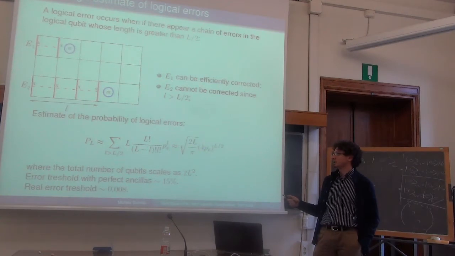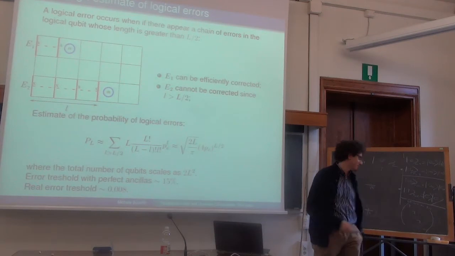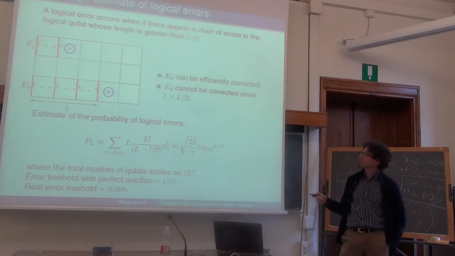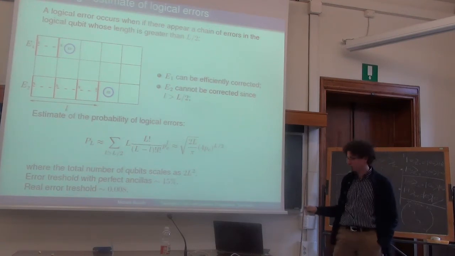And of course, this calculation is not really realistic, first of all because I have excluded the possibility of having longer strings that wind around. And second of all, because I am considering perfect detection of the errors, so I'm not considering errors on the ancillas. In the first case, if you account for all the possible geometries of these errors, you obtain that the threshold value for this probability is 15% instead of 25%. This means that if this error increases above that threshold, the probability of error starts to increase with the system size, which is something that you want to avoid.